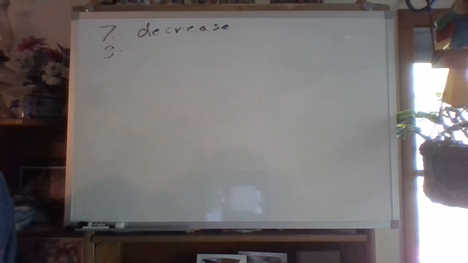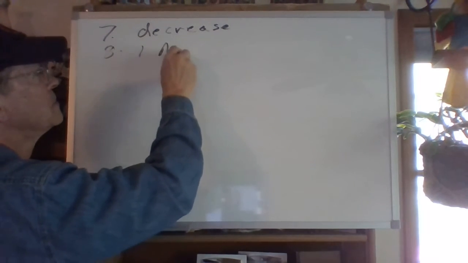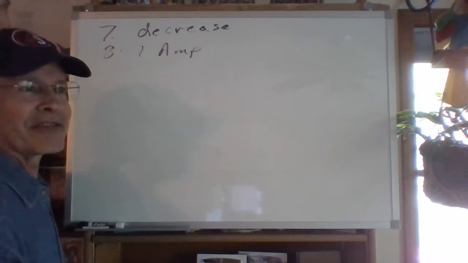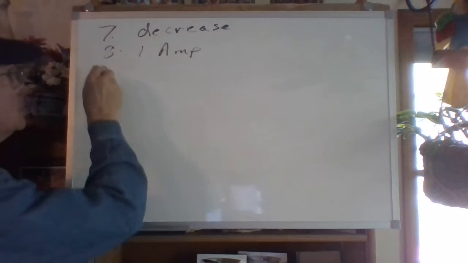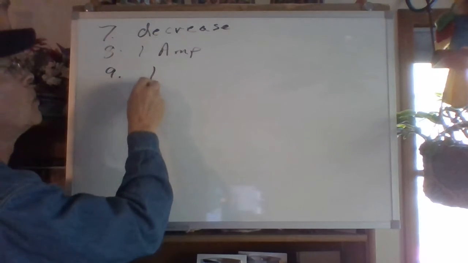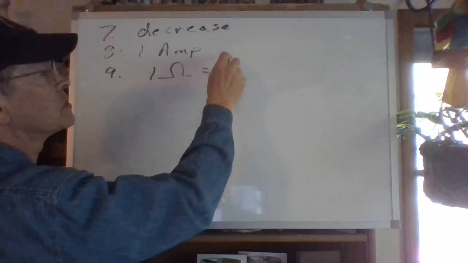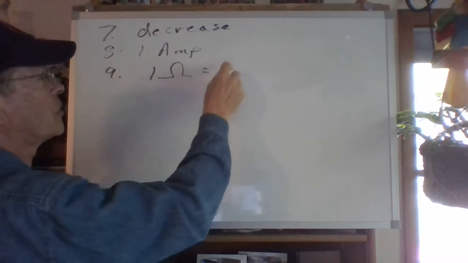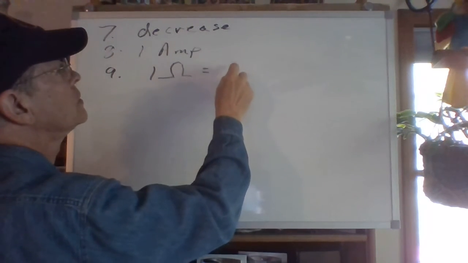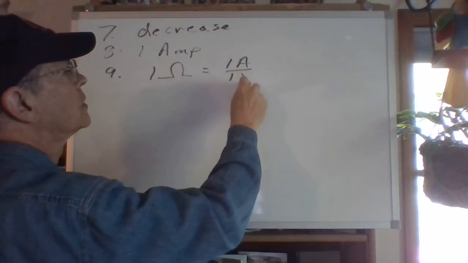Number 8. If 1 volt of potential difference is applied to a 1 ohm resistor, how much current will flow? 1 amp. That's the definition of an ohm, which is the next one. Give the definition of an ohm. 1 ohm is when 1 volt is applied and you get 1 amp of current flow. 1 ohm is 1 amp per volt.